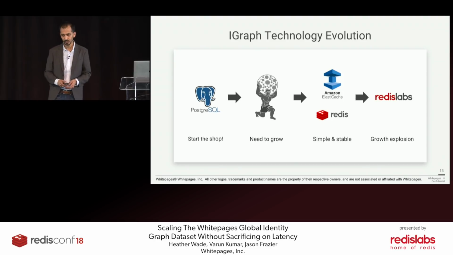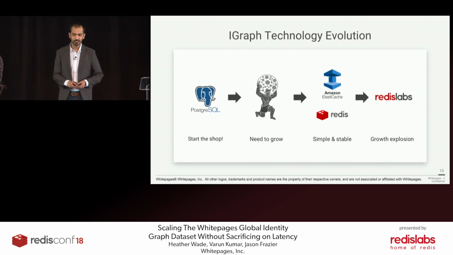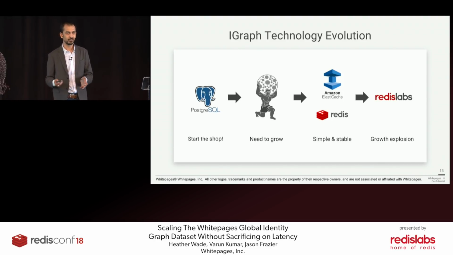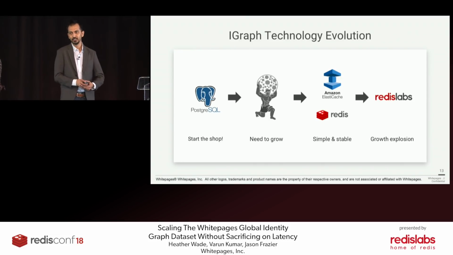Okay, so we reached ElastiCache, and that's when we moved to Redis. We flattened our structure, modeled it, everything, and we were US and Canada only.